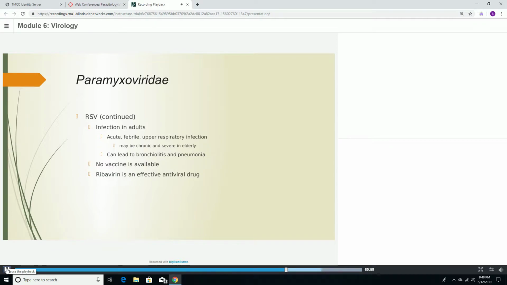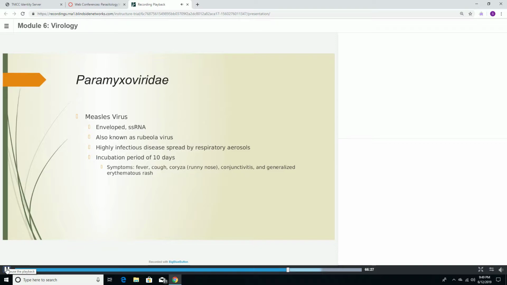Infections in adults are acute and may cause upper respiratory infection. They may be chronic and severe in the elderly and can lead to bronchiolitis and pneumonia. There's no vaccine available, but ribavirin is an effective antiviral drug for RSV in adults. Again, we're going to want to do nasal washing or aspirates, and we're going to do a direct fluorescent antibody technique or enzyme immunoassays.